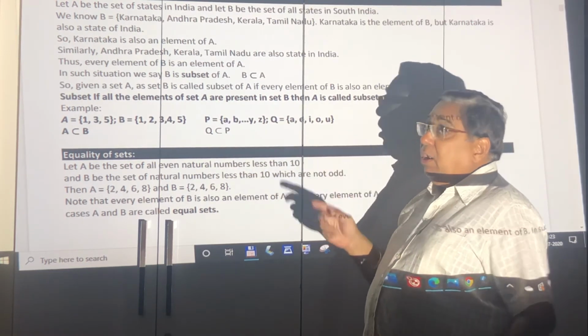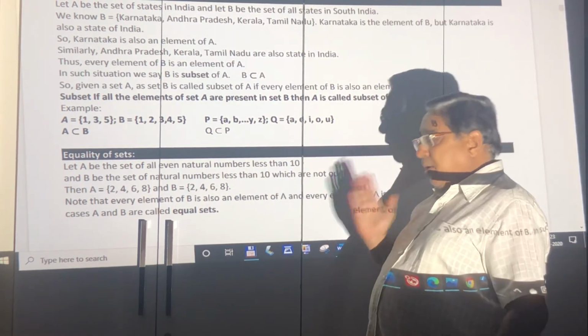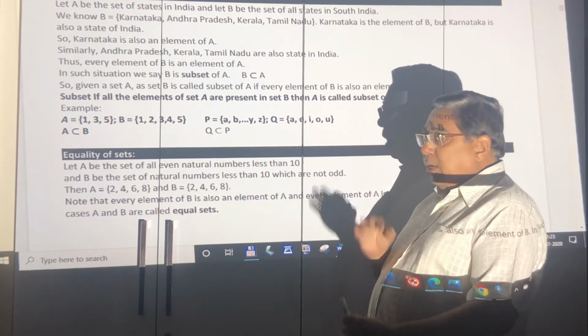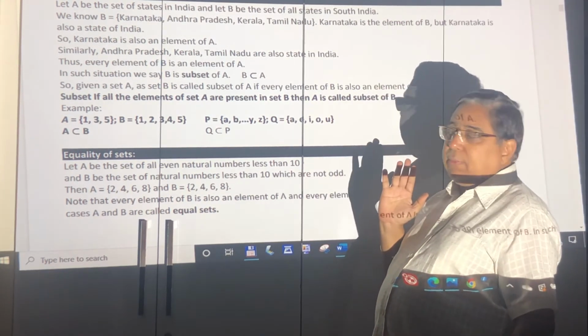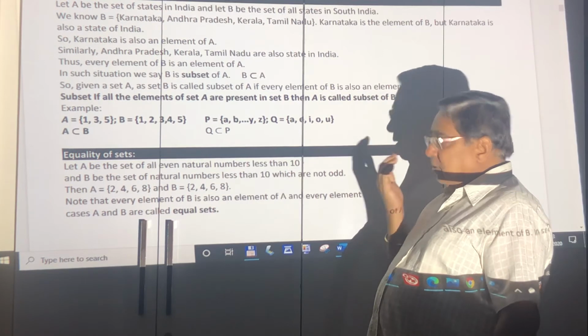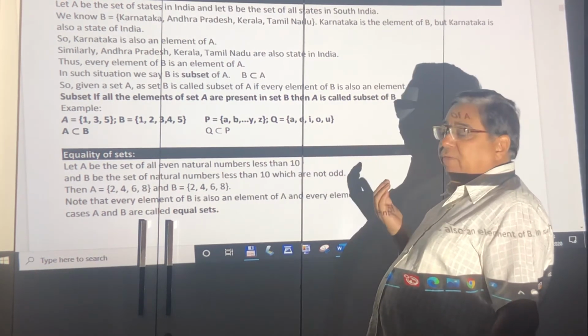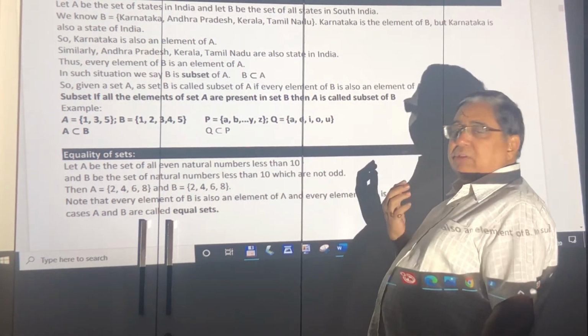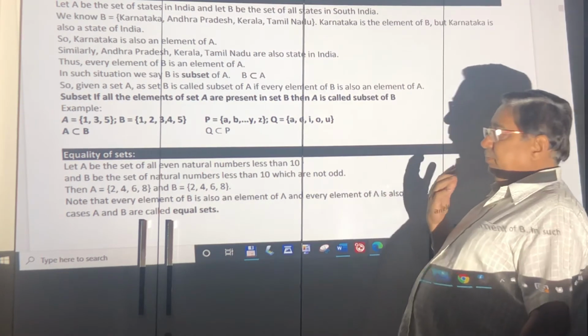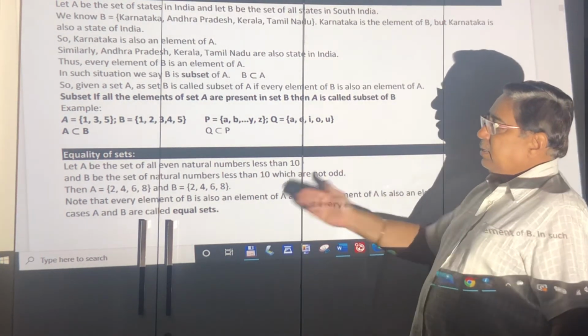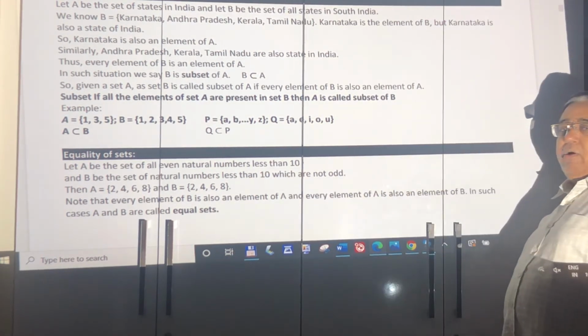Be careful, on the left is a subset, on the right is a set. Do not write it the other way around, you will get 0 marks in the exam. Okay, because it will be read like this: is a subset of, small on the left, big on the right. Be careful. Okay, let us see equality of sets.